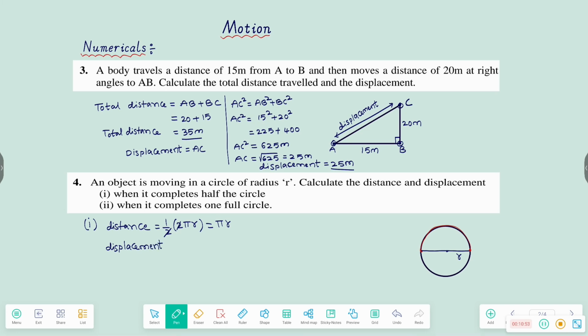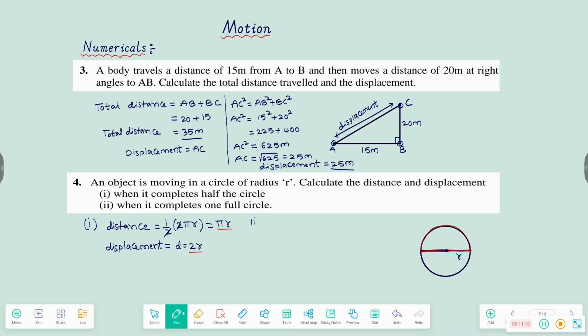Displacement is equal to just the diameter of the circle, from here to here. This is the shortest distance between the initial and final points, which is the diameter. The diameter formula is d is equal to 2r. This is what displacement is. Displacement is 2r. Distance is pi r. This is in the first case.